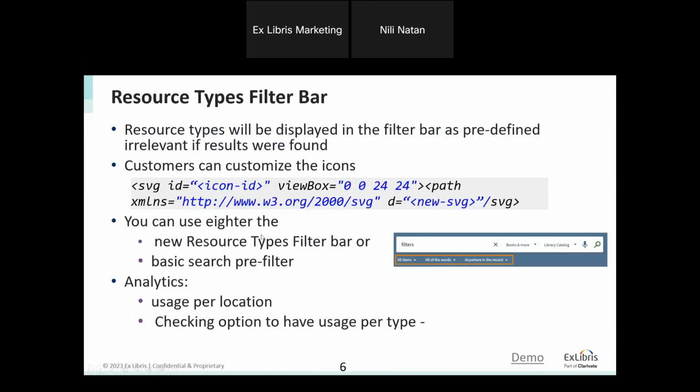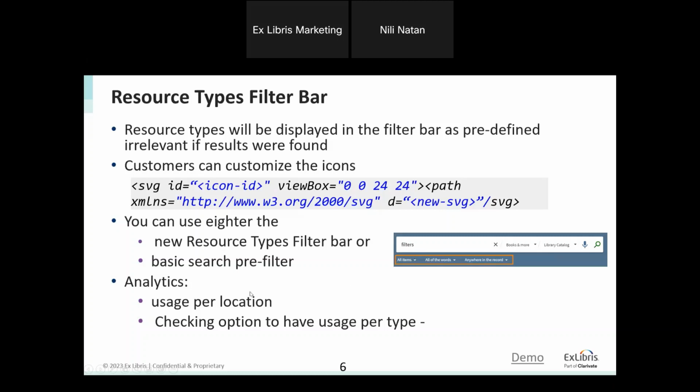More things before the demo. There are sites that are using the pre-filters. This is how the pre-filter looks, which is like a mini advanced search just underneath the search bar. You can't have them both. You either choose to have the resource type filters bar or the pre-filter. We're not supporting both of them under the search bar, so just to mention.